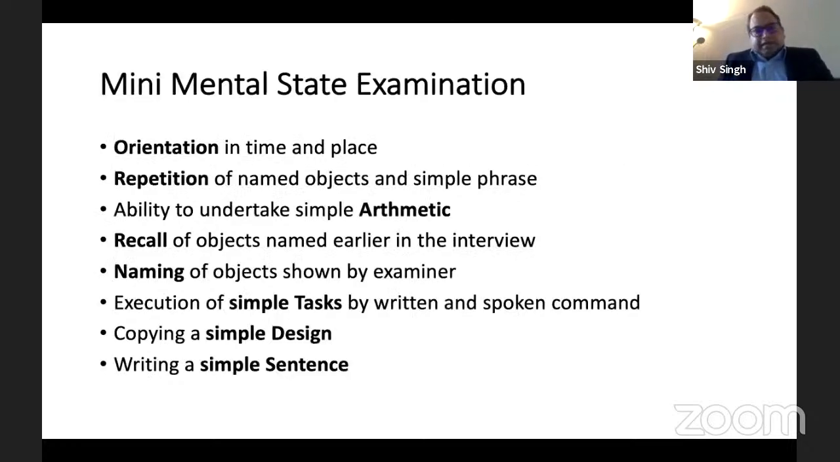Now, this is a question that you need to prepare well. You need to know the components. Whether you actually have a mnemonic for that, I do not know. But if you have, let me know. The components of the mini mental state examination are orientation in time and place, repetition of name, object, and simple phrases, ability to undertake simple arithmetic, recall of objects named earlier in the interview, naming of objects shown by the examiner, execution of simple tasks, simple design, simple sentences. So it's about simple tasks by written and spoken command, copying a simple design or writing a simple sentence.